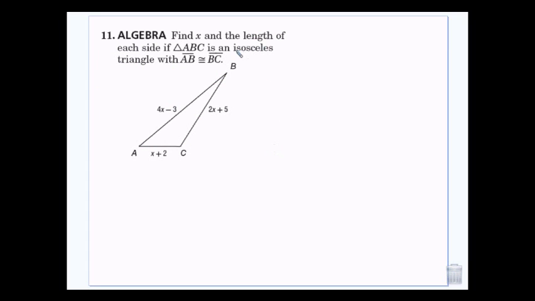Algebra. Isosceles. AB is congruent to BC, so this is AB and this is BC. That means these two sides are the same length. So I will set those equal to each other. And then I will solve the equation. And now you'll notice I'm not using that third side at all because I don't know anything about it. I just know that the two sides are the same.